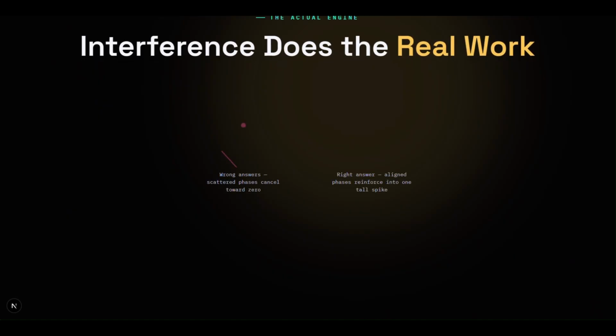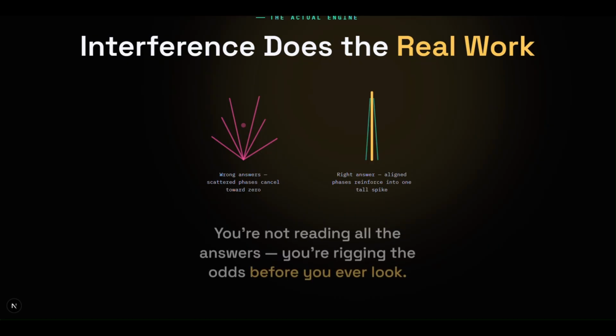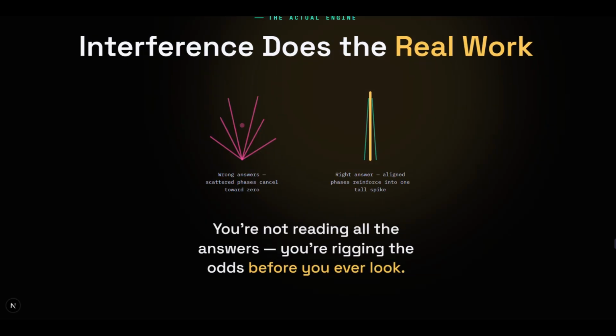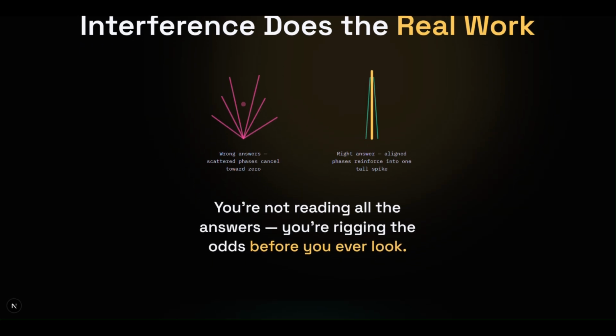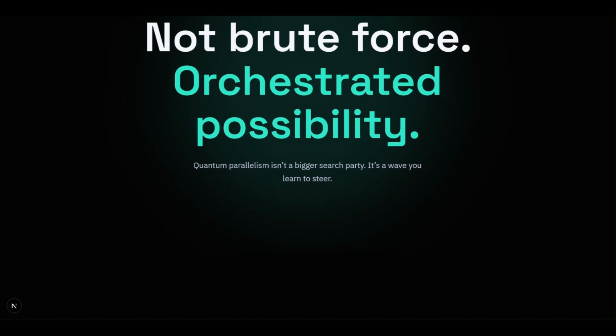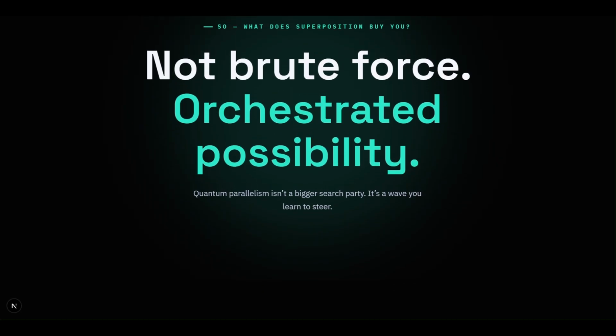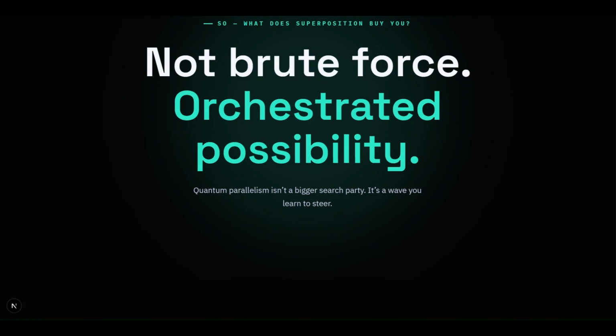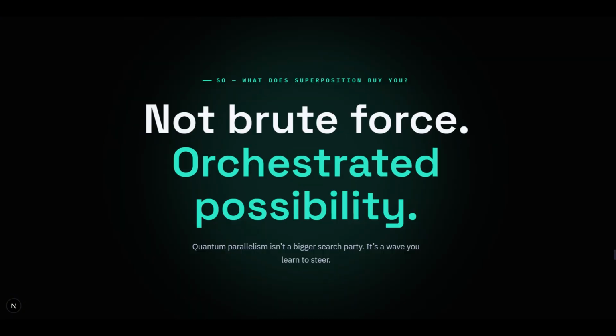This is where interference comes in. A quantum algorithm choreographs its amplitudes so every path to a wrong answer cancels itself out, and every path to the right answer reinforces. You are not secretly reading all the answers. You are rigging the odds before you ever measure, which is the honest answer to our question. Quantum parallelism isn't a bigger search party checking more answers at once. It's a wave you learn to steer.